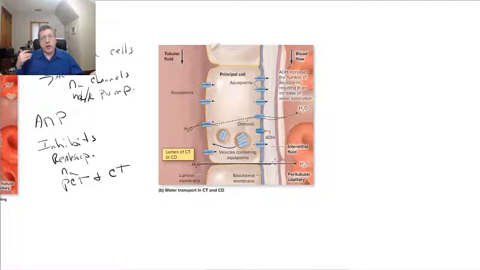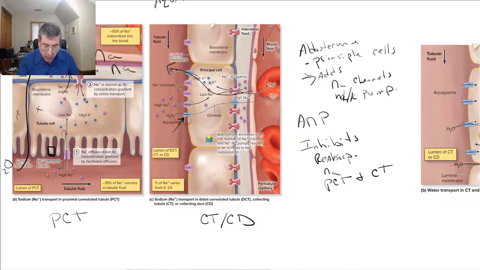So intercalated cells, type A, reabsorb potassium continuously. Principal cells will secrete potassium based on your aldosterone levels. Okay. Now, your strongest factor that tells your adrenal cortex to secrete aldosterone is going to be elevated potassium levels. Why is that? Okay, so if you have high levels of potassium, you want to get rid of that. You get rid of it because it's going to be just the opposite of here. So if you want to get rid of potassium, you have to reabsorb sodium.